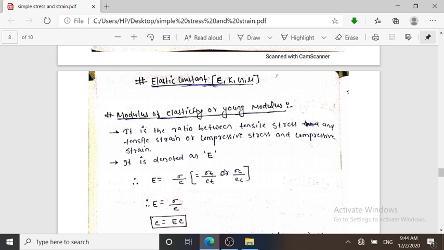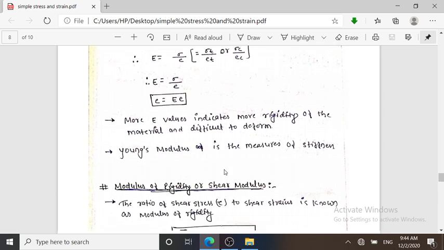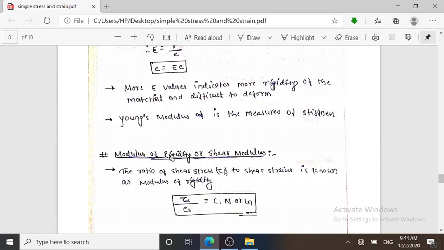It is denoted as capital E. So we can write E equal to sigma by small e, that is simple stress or the tensile stress by tensile strain, or compressive stress by compressive strain. So ultimately we can say that E equals stress by strain. It is defined as the ratio of stress to strain, either compressive or tensile. So my dear friends, Young's modulus or modulus of elasticity is a very important term.